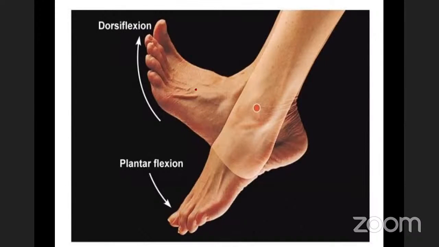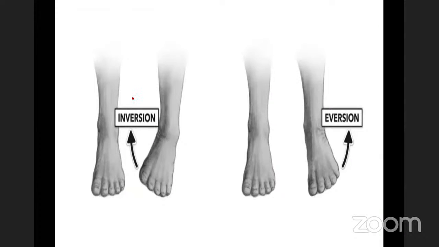So this action of lifting the dorsum of the foot towards our side is called dorsiflexion, whereas this action is known as plantar flexion. The function of this tibialis anterior muscle, it brings about dorsiflexion at the ankle joint. So that is the function of the tibialis anterior muscle. One more function is, it also helps in inversion.